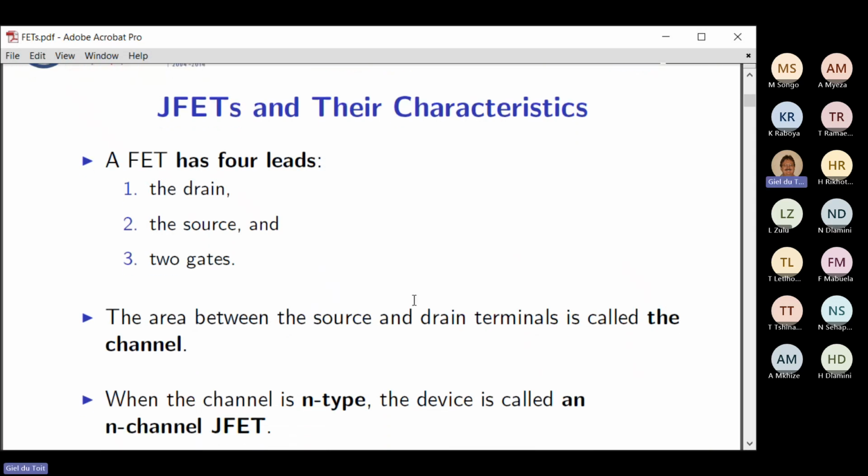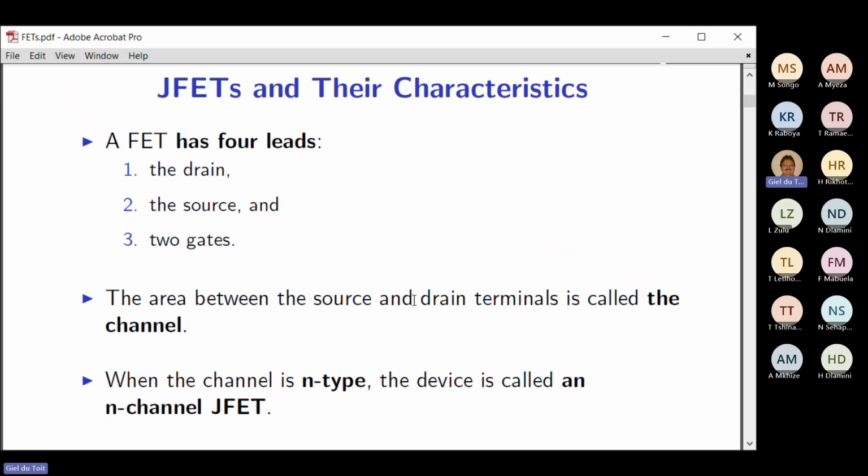Let's talk a little bit about the characteristics. A FET is basically 4 legs, but only a JFET. The MOSFETs that we use these days only have 3 legs, just like a normal transistor. But the JFET has got a drain, source, and the 2 gates. The area between the source and the drain, like we said, is a channel, and this channel is either an N channel or a P channel.